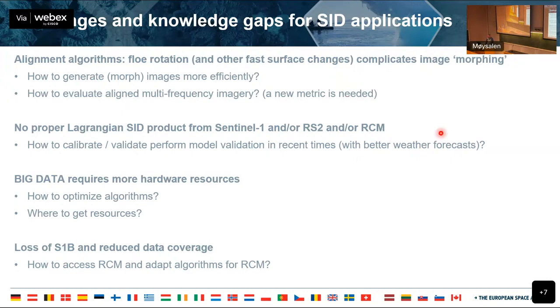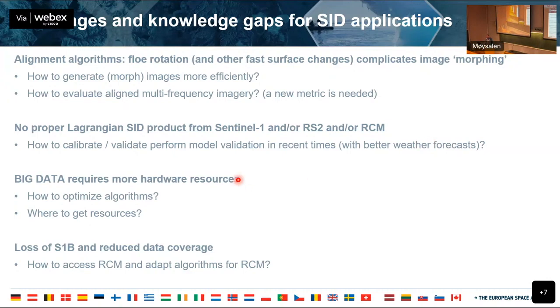Another problem is that there is no Lagrangian ice drift product similar to what we have used previously, the famous RGPS ice drift product, which has trajectories derived from RadarSat-2 that were spanning the whole season. And now we are working mostly with snapshots, which are probably good for operational, but not for in-depth analysis of sea ice. So this needs to be improved.